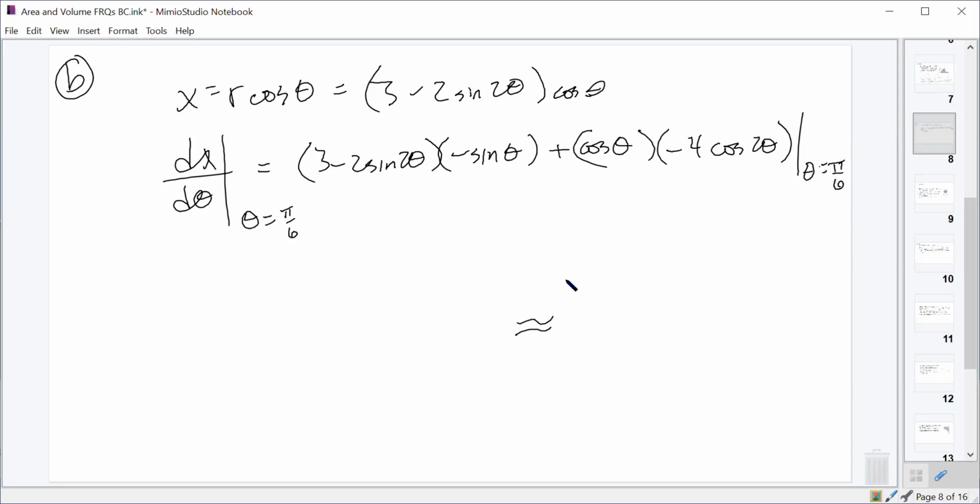What did that come out to be approximately? You could have just plugged the derivative of this at pi/6 into your calculator. That's what you should have done, directly from the 3 minus 2 sine 2 theta times cosine theta. Looks like they got -2.366.